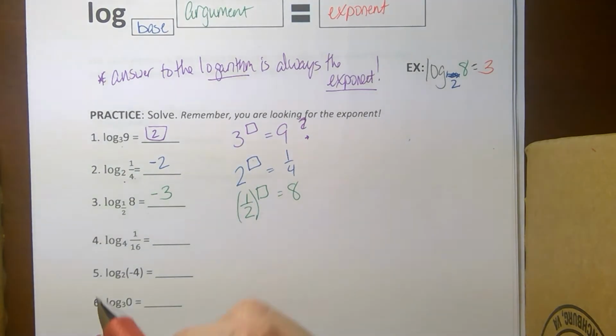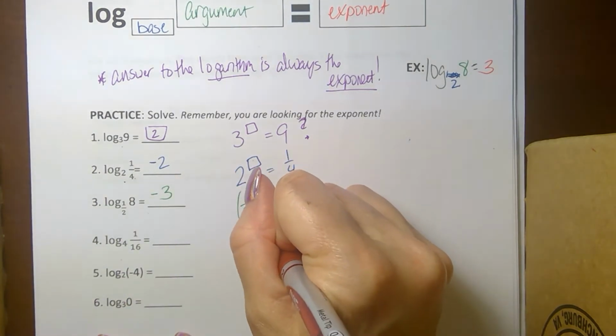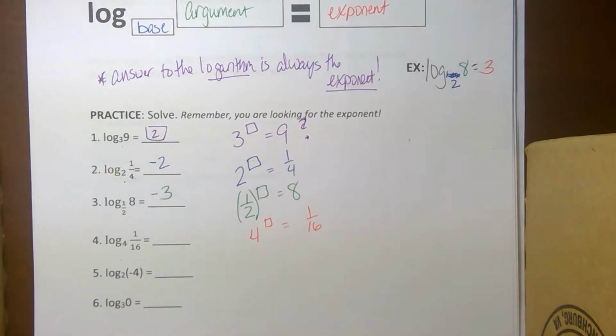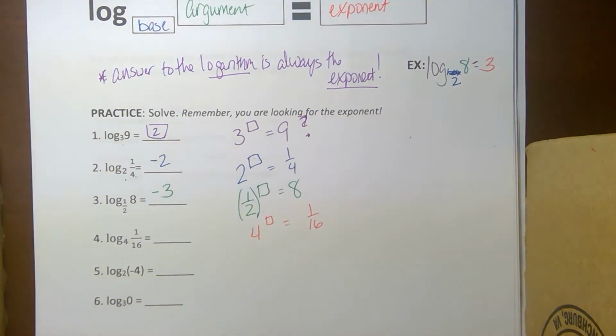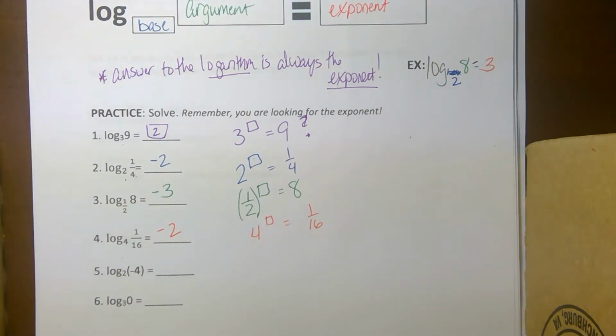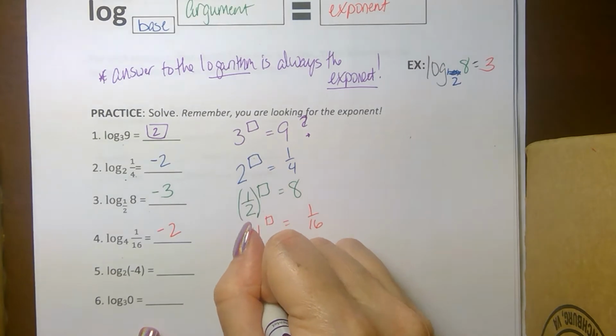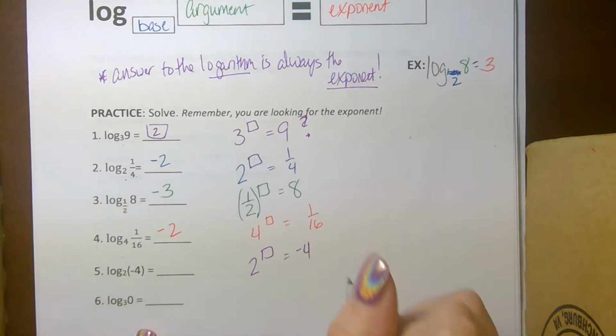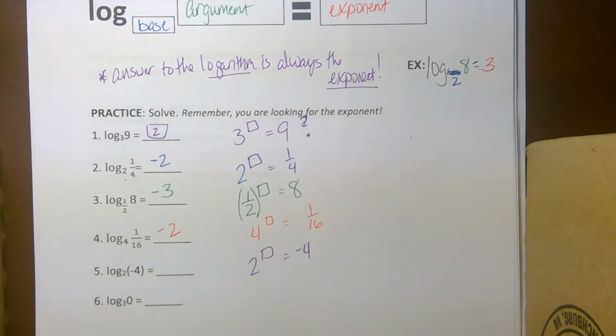What is the exponent of 4 that gives me 1/16? Well, 4 squared is 16, so 4 to the -2 gives me 1/16. What about this? What about the exponent of 2 that gives me -4? The exponent of 2 that gives me -4. Well, is there anything I can multiply 2 by that's going to give me a negative answer?